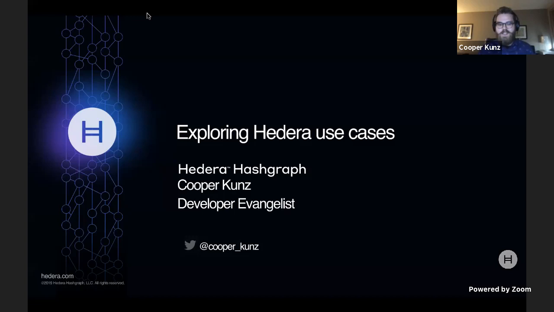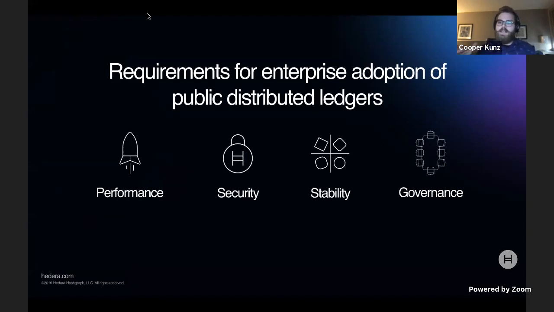As he said, my name is Cooper, and I'm a developer evangelist. Today I'm going to talk to you guys about some of the exciting use cases for the Hedera public network. Before we dive into the use cases, I think it's helpful to take a step back and talk about the key tenets that Hedera is trying to solve. These are things that we think are preventing enterprise adoption of public distributed ledgers. Hedera is architected and built from the ground up to be performant, to be secure, to be stable, and to have stable and strong governance. Hopefully I'll talk a little bit about each of these and then dive into the specifics of what you can do on Hedera and some of the use cases.